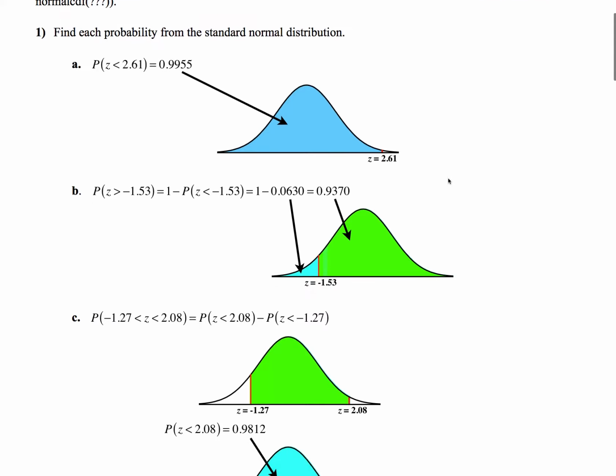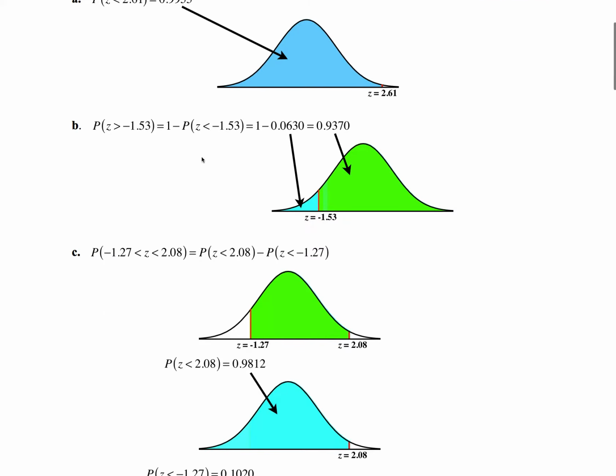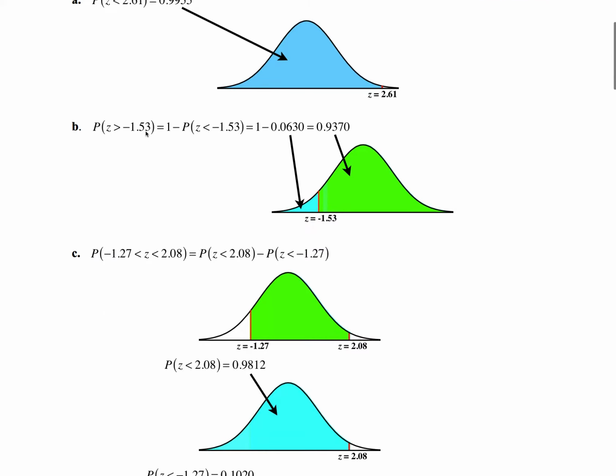Part B asks us for the probability that z is greater than negative 1.53. Greater than means an area under the curve to the right of, in this case, negative 1.53, and there it's indicated right there. And so to find that, we again go to the table of z-scores. However, when we go to the z-scores, what we're going to find is the area to the left. And we will then need to subtract that from 1, which is the total area under the curve.